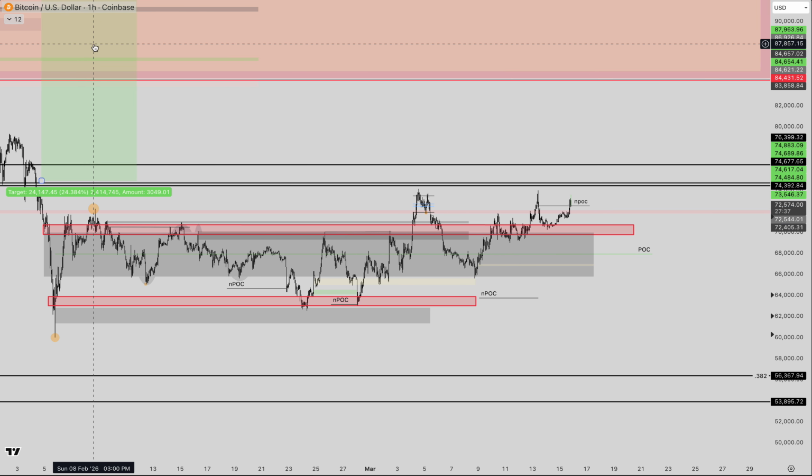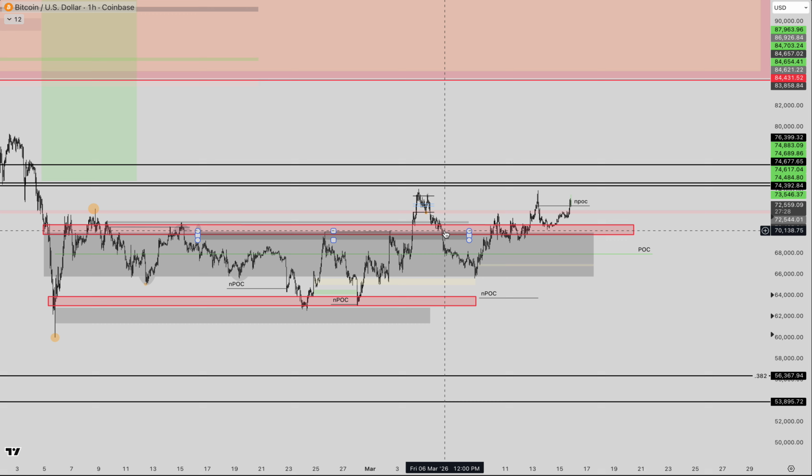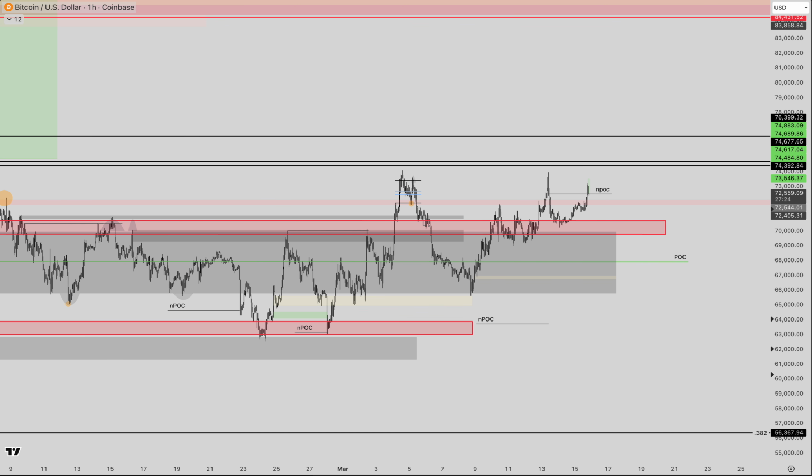And then of course this is contained within your higher time frame range, right? So range low being somewhere around 53 to 58, and the range high somewhere between 74 and 78, yeah? So it's basically a range within a range within a range. Let me go back to 2 hours.